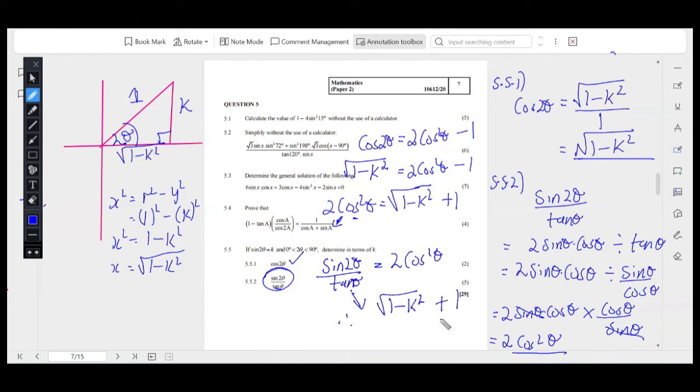So that's how you were supposed to go about tackling that question there. It was a pretty nice question to deal with. So 5 marks for that.